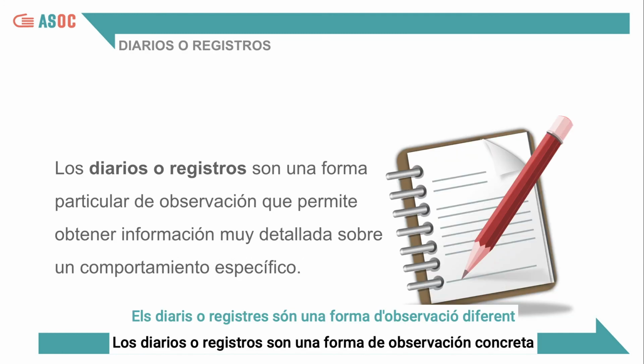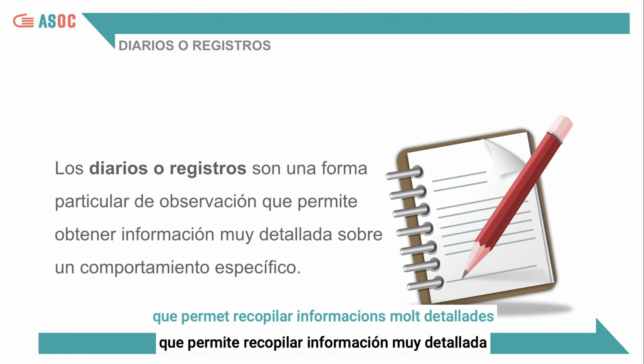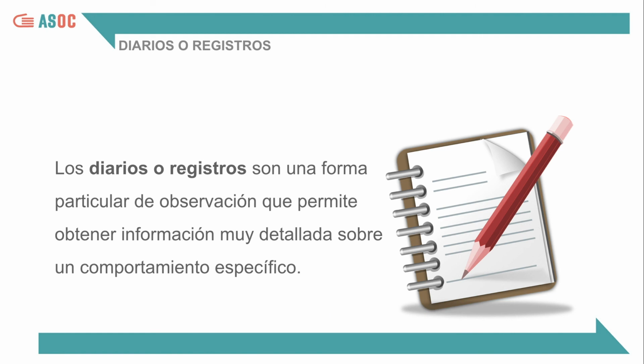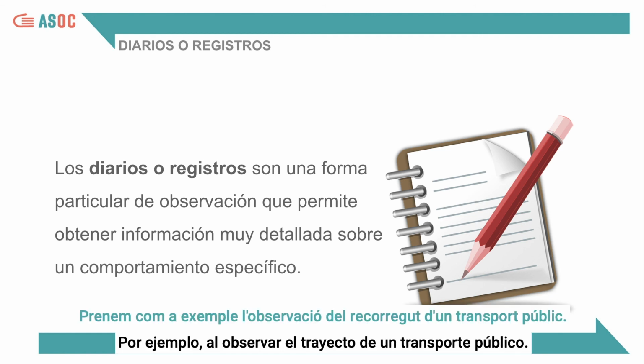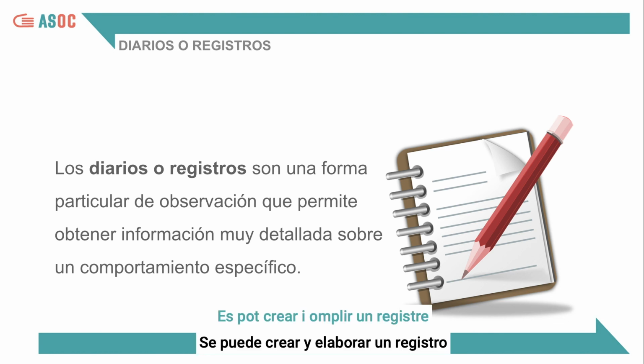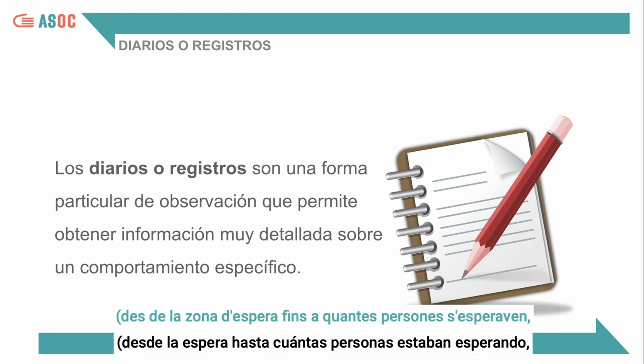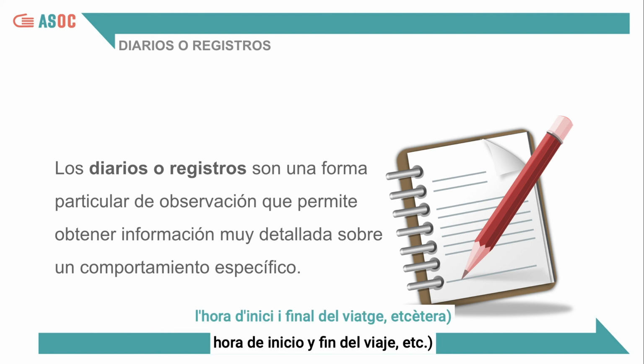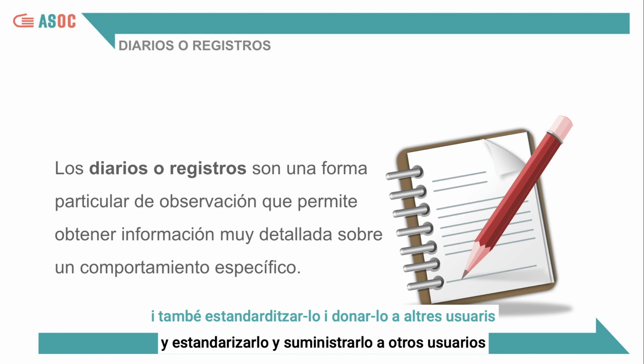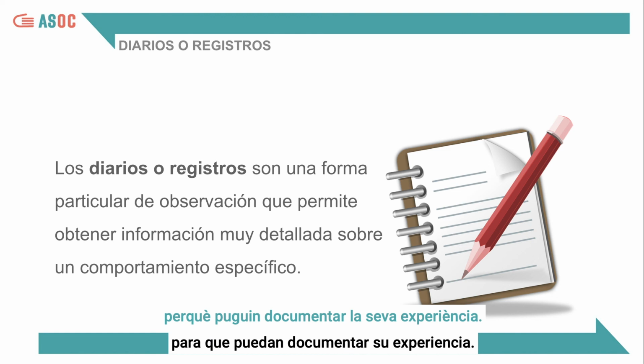Diaries or records are a particular form of observation that allow for the collection of very detailed information about a specific behaviour. Let's take, for example, the observation of a public transport route. It is possible to create and fill out a record to document the experience, from the waiting area to how many people were waiting, to the level of cleanliness, the departure and arrival time, etc. And also to standardise it and provide it to other users so that they can document their experience.